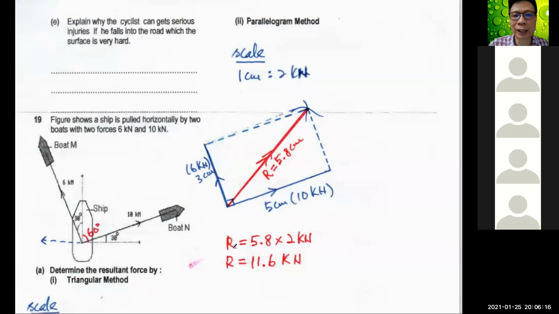Now you follow the lesson slowly, understand? The question is still the same. Come back to this diagram. First, determine the resultant force.